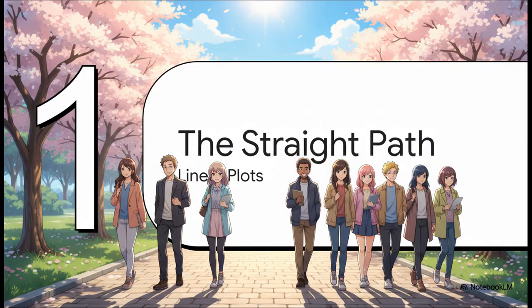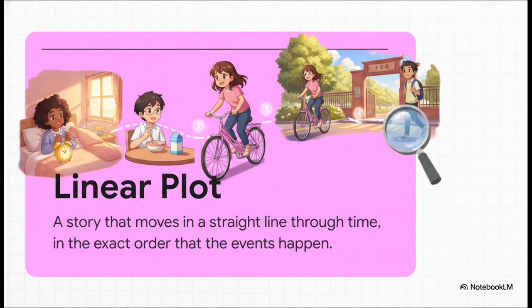Section 1. The Straight Path: Linear Plots. Let's just dive right into this first concept by looking at the normal, everyday flow of time in a story. So if you've ever read a book that feels just like walking down a perfectly straight path in a sunny park, you've experienced this already. We call this a linear plot.